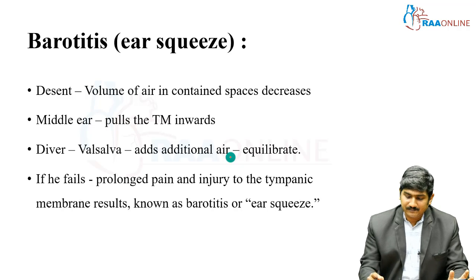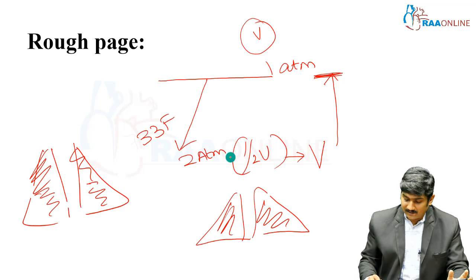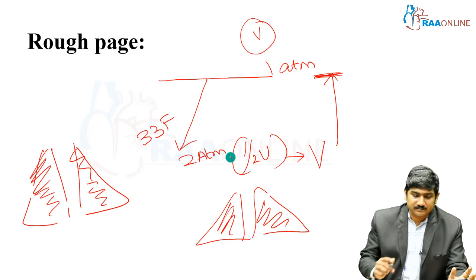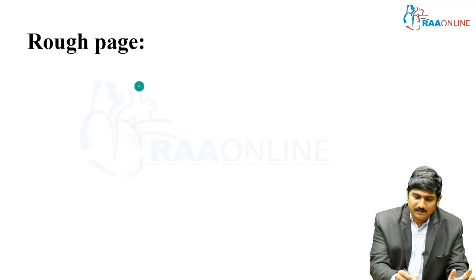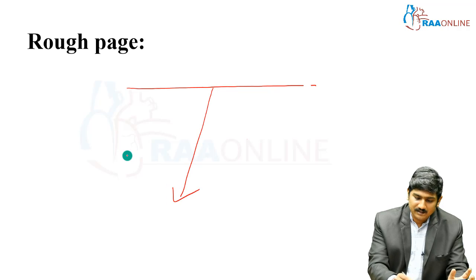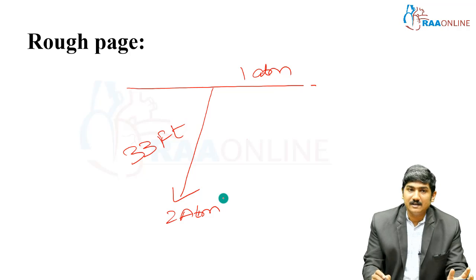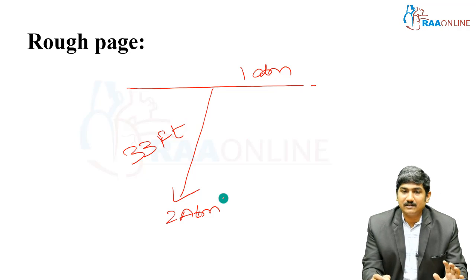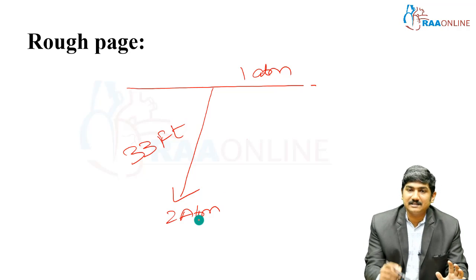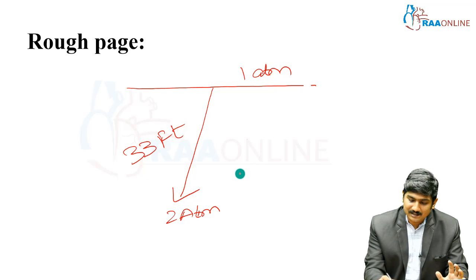So when you descend, for example, this is the sea level. When you descend 33 feet, here it is 1 atmosphere, here it is going to be 2 atmospheres. So when you descend, the pressure is going to increase. When the pressure increases, the volume is going to be halved, right? So, for example, imagine the ear.